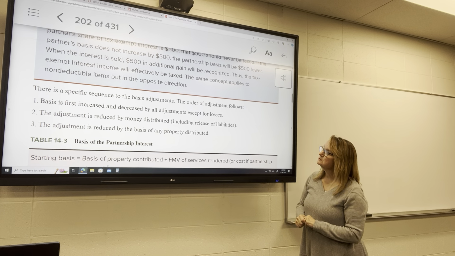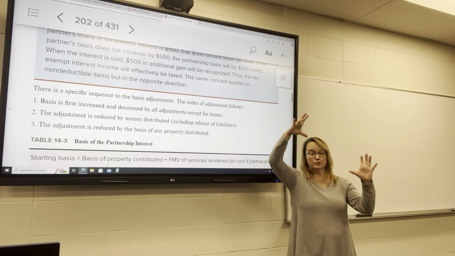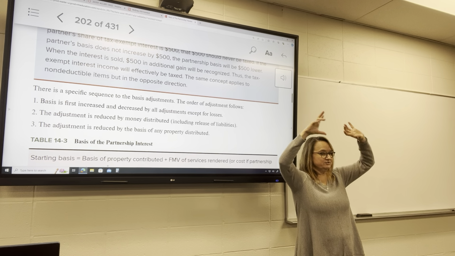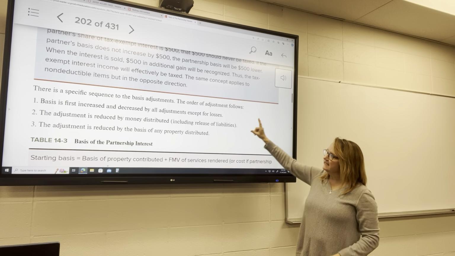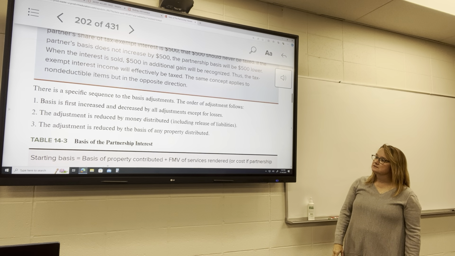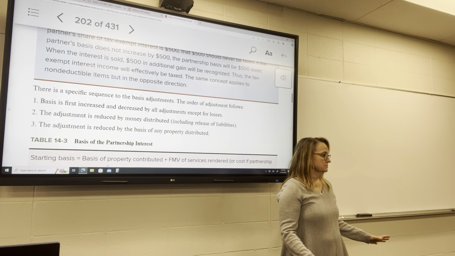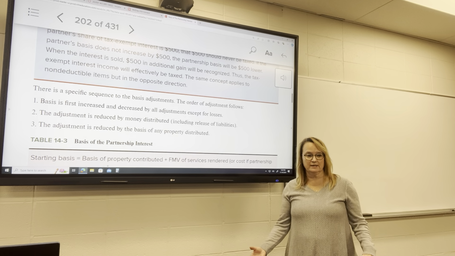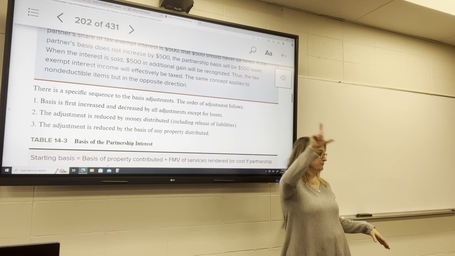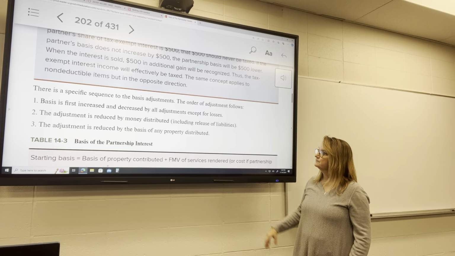First thing we do is we start with our beginning basis. So when we purchased it, we established what our basis is. That's our beginning basis, at least for that year. We're going to increase or decrease our basis by everything except for losses. So income items would be included in that, any other credits, deductions, but not losses. Like if we had an ordinary loss, we're not going to count that yet. We've got to count some other things first.